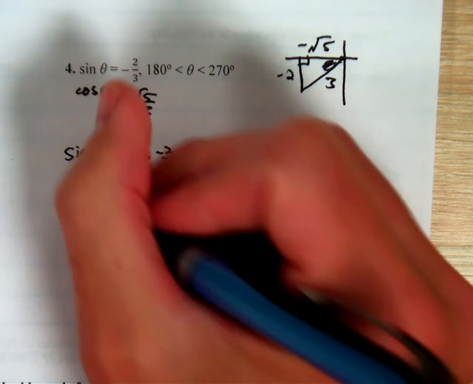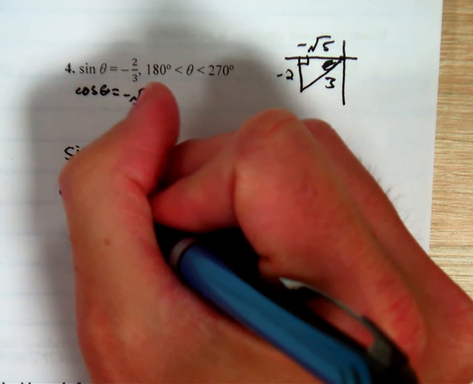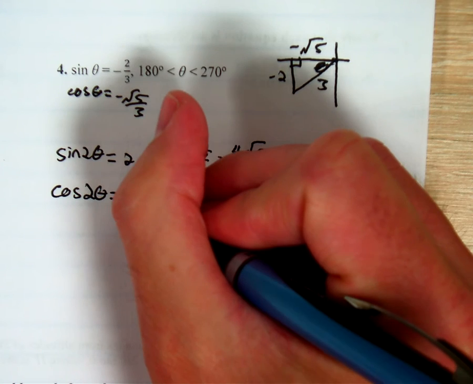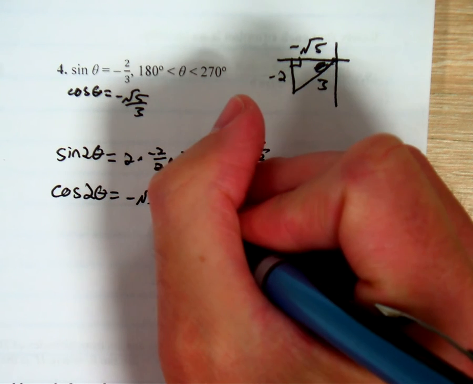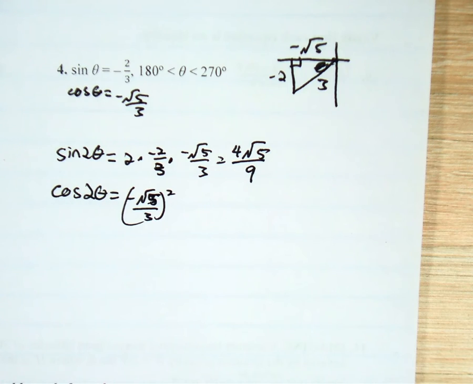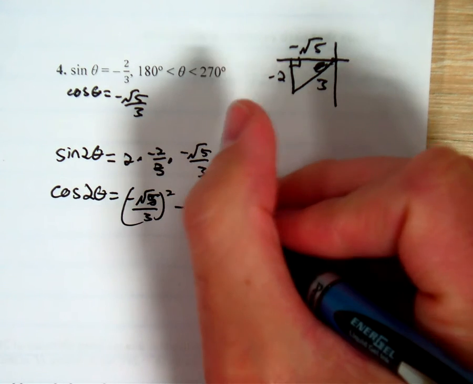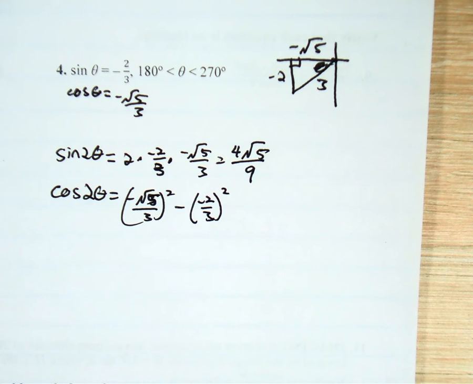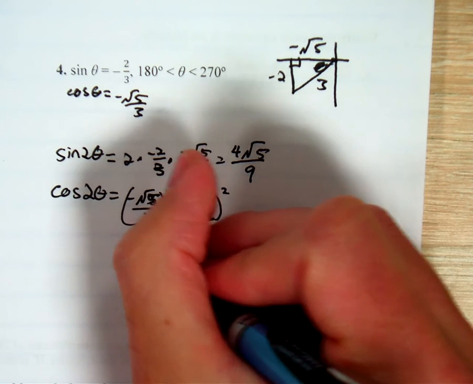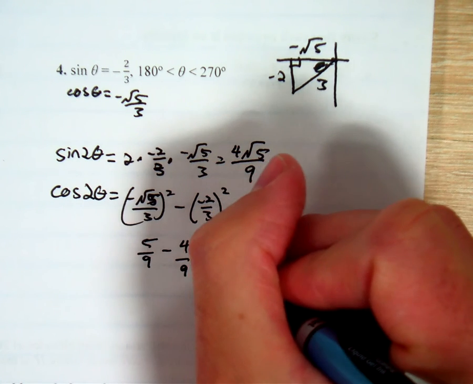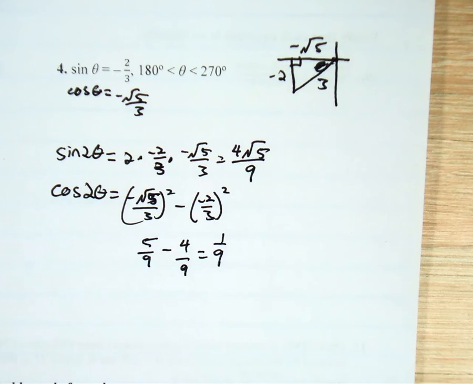Let's do our cosine. Cosine double angle, you got options. I like the first one, cosine squared minus sine squared. So cosine value, that's a negative radical 5, squared, minus sine squared. Okay, negative radical 5 squared is going to be a positive 5 ninths minus negative 2 squared is 4 ninths equals 1 ninth.